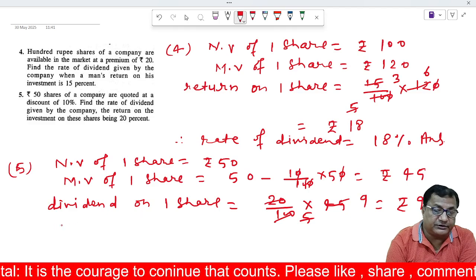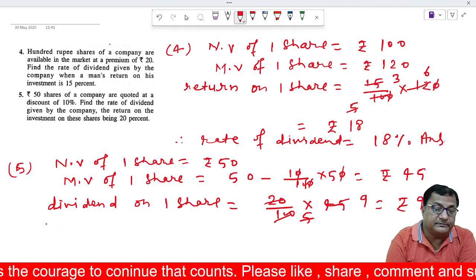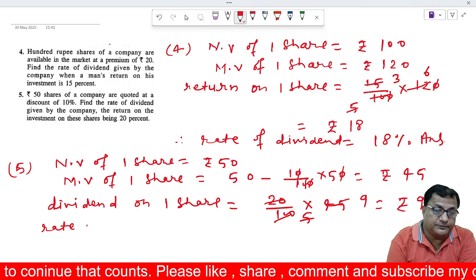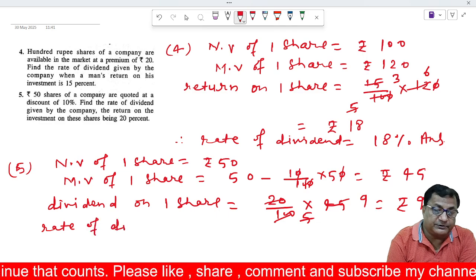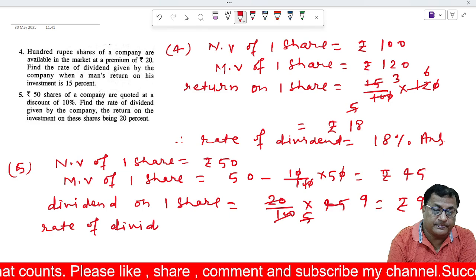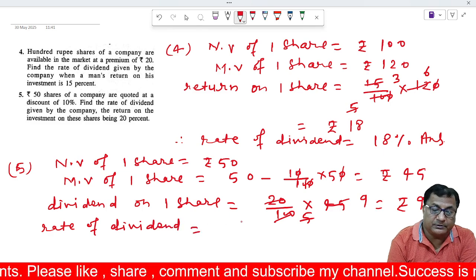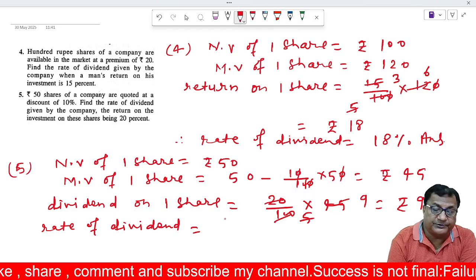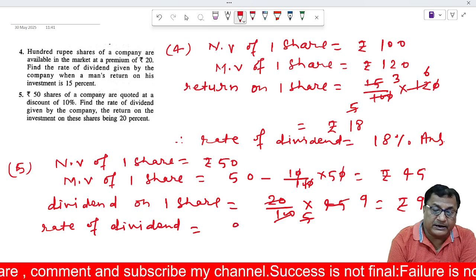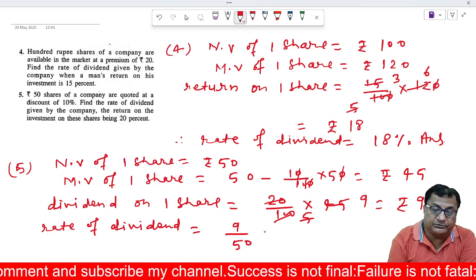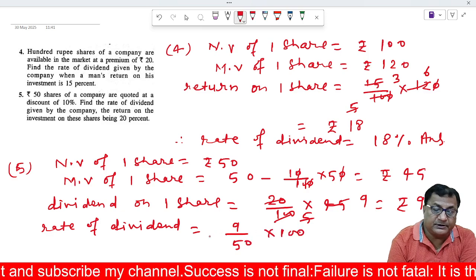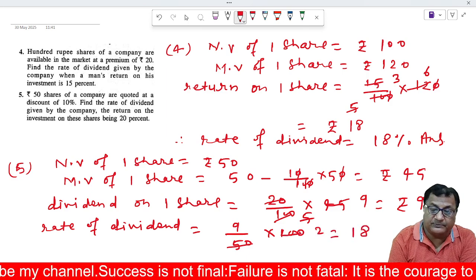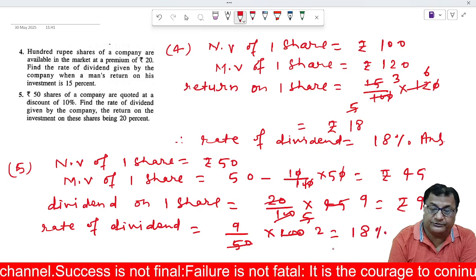So the dividend on one share is 9. The rate of dividend then: this 9 dividend is on rupees 50, so 9 by 50 into 100, which is 18%. So for question 5, this is 18%. This is the answer.